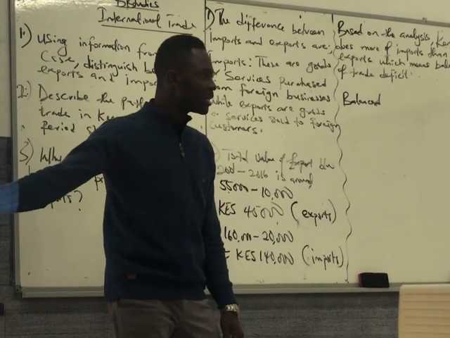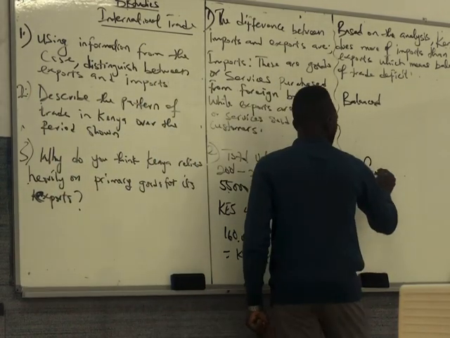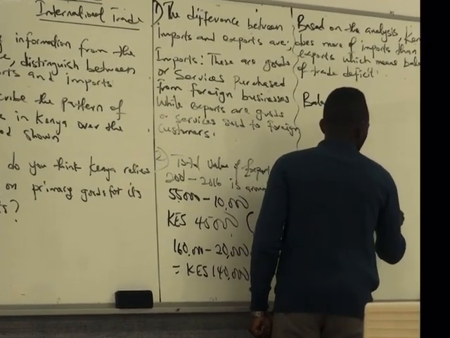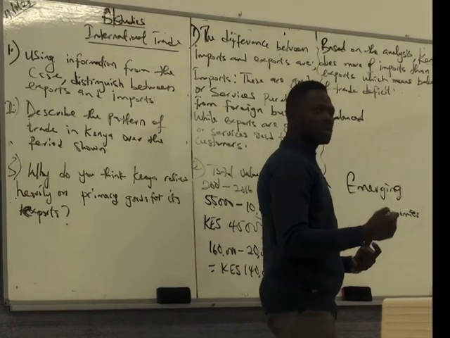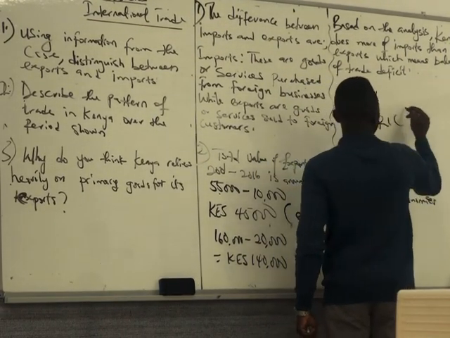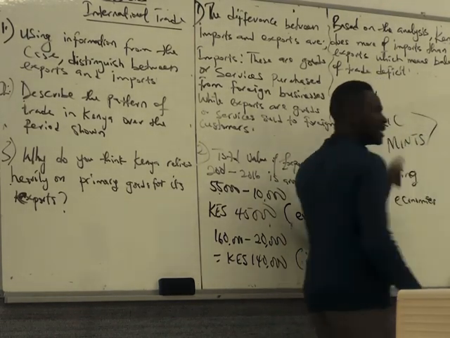Look at South Africa. South Africa is one of the emerging economies. We call them emerging economies. They grow at a high rate. Yeah, they are growing. So we have the BRIC and the MINT nations. These are the emerging economies.